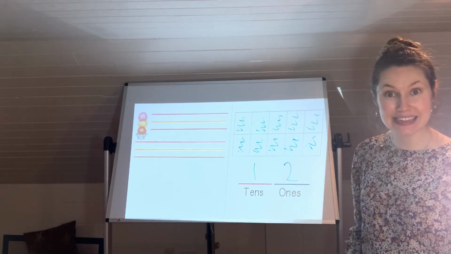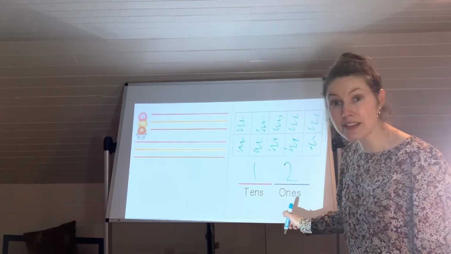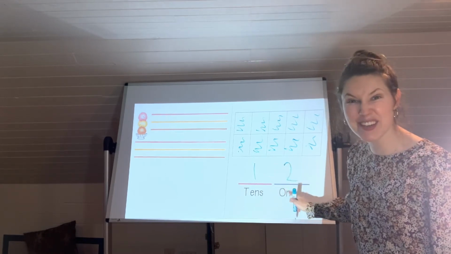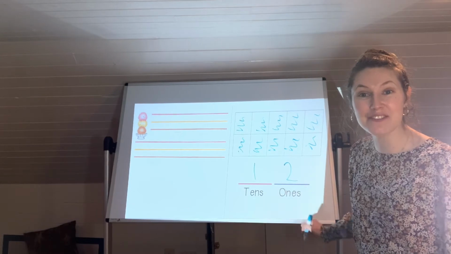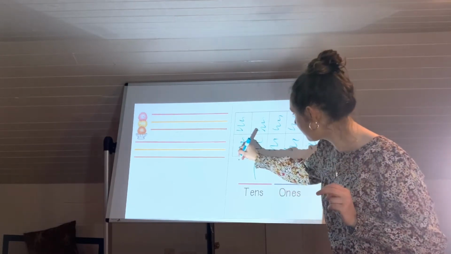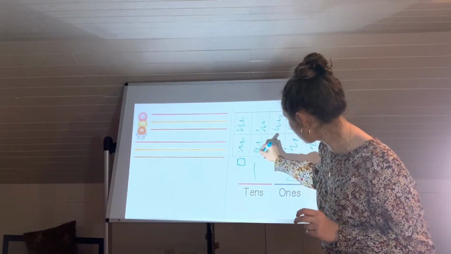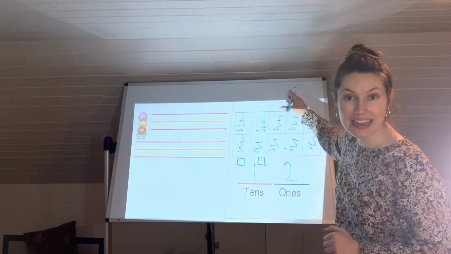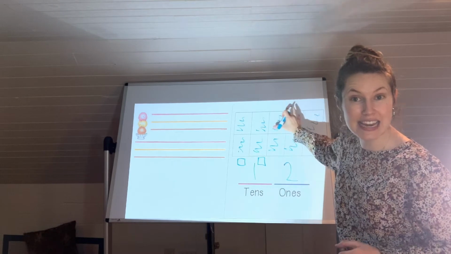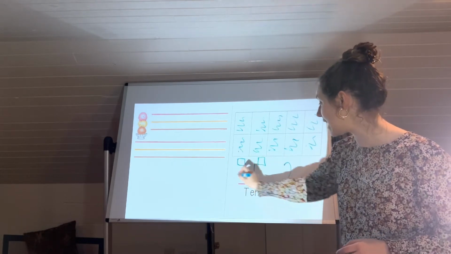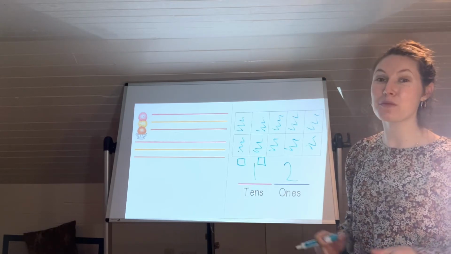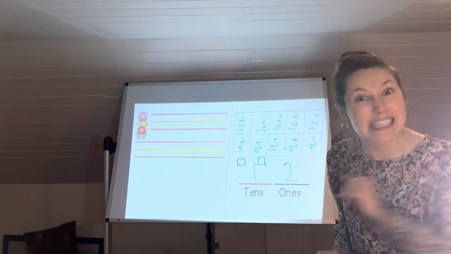Am I done? No, I have to look at the ones place. And in the ones place, I have a 2. So I need to have 2 ones. So I'm going to put 1, 2. So now I have a group of 10 and 2 ones. 10 and 2 is the same as 12. Great job. We're going to keep practicing that so we can be experts for first grade.